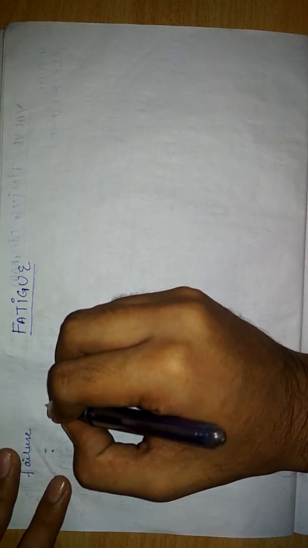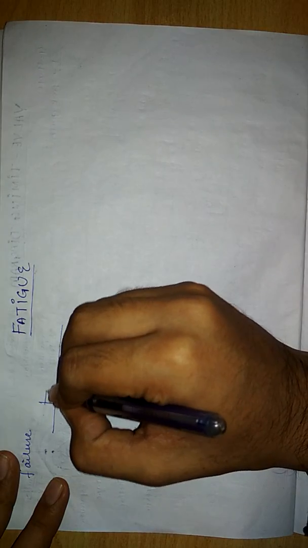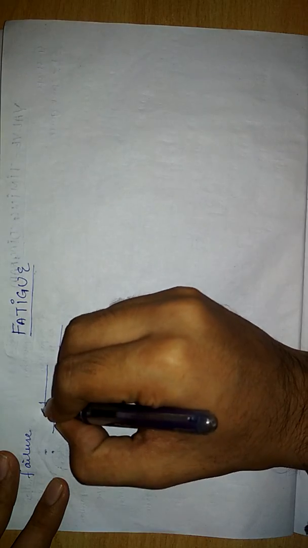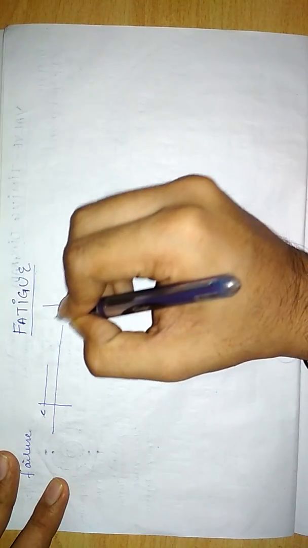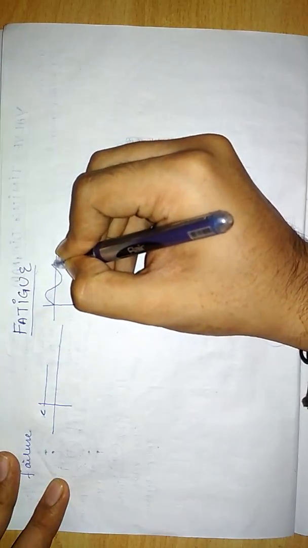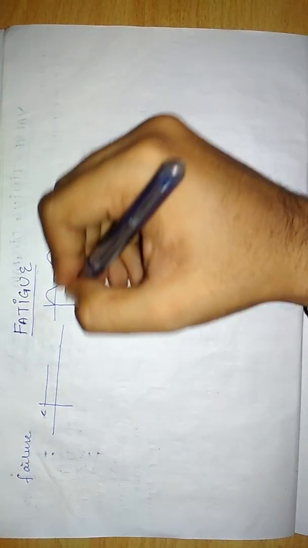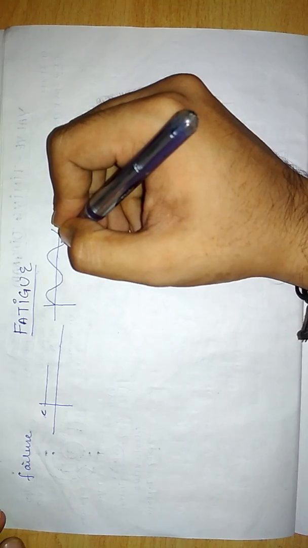What does this mean? This means that some structures such as bridges, aircraft, and machine components are subjected to fluctuating loading. What is fluctuating loading? Fluctuating loading is a loading in which the load is not constant. This is constant loading, but fluctuating means the load is changing, or loading in the form of a sinusoidal wave.